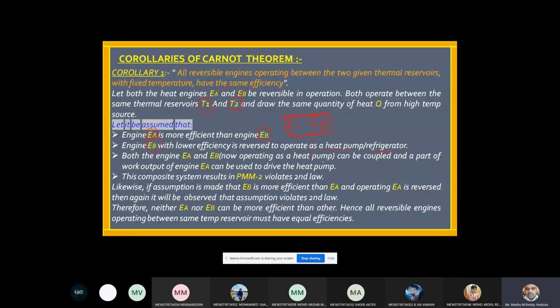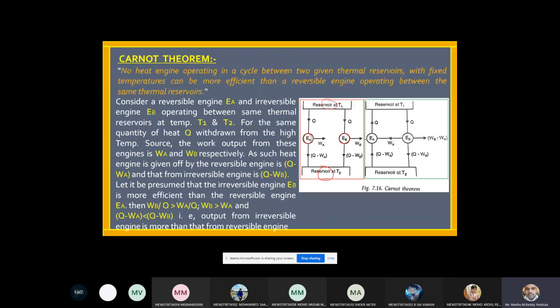So as we know here, both we are coupling, right? And let us assume here EA is not reversed, okay? But let us say EB is reversed. Let us assume this is WB, and this is WA. This will become WA minus WB. This is Q minus WA, and this is Q minus WB, right? So the EB engine is reversed. Therefore, it will be acting as a heat pump, right?